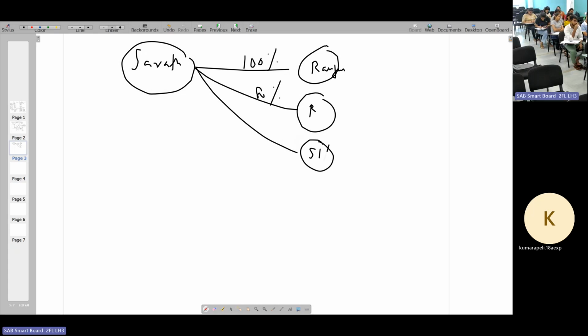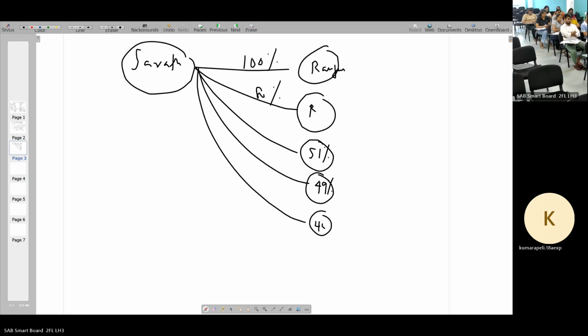51%, no problem, can. 49%, maybe, can or not. 40%, no, controlling is impossible, right? In this type of case, what would happen? Maybe there is another party then.